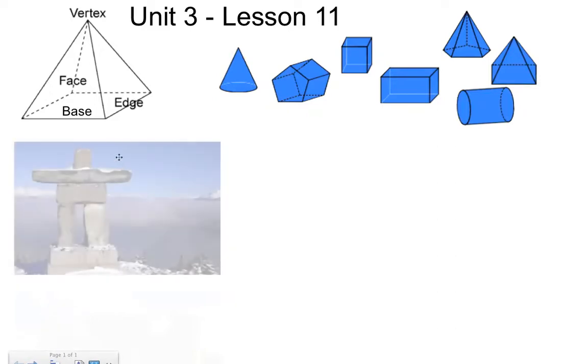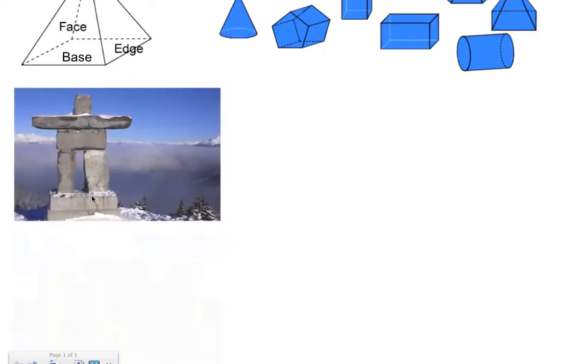An example here is an Inukshuk, right, that you would see in Canada, and here we have some solids placed around. You can make this shape here, right?